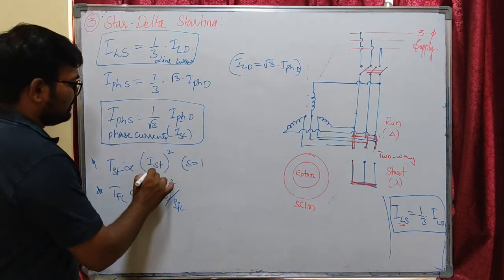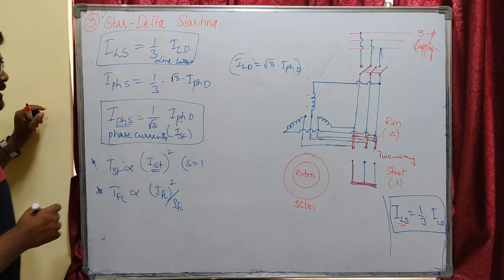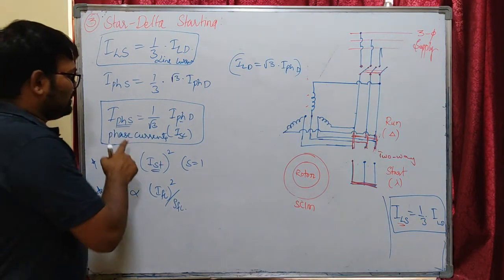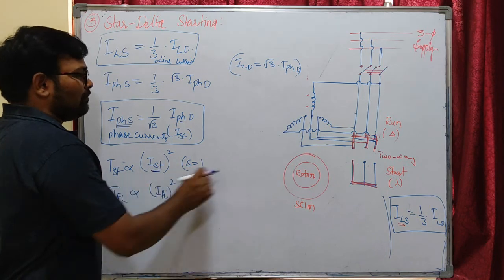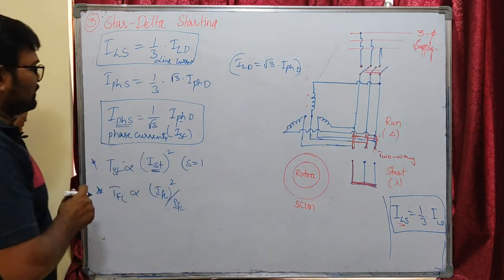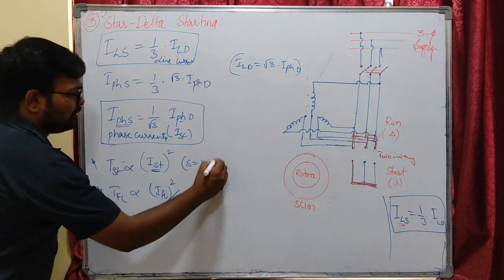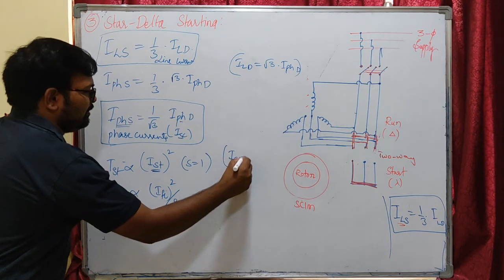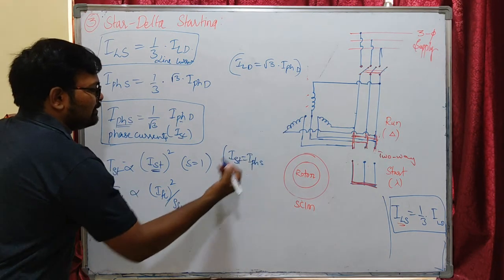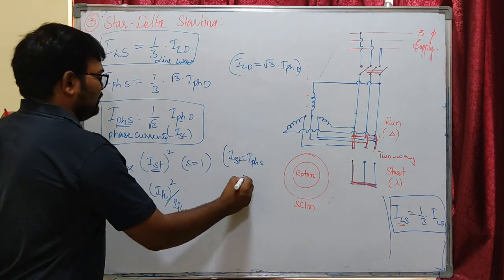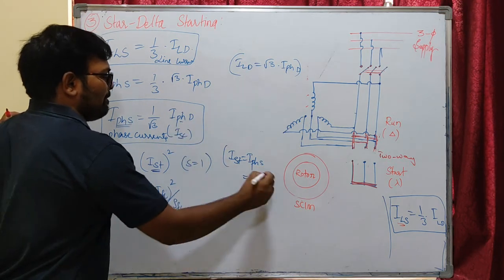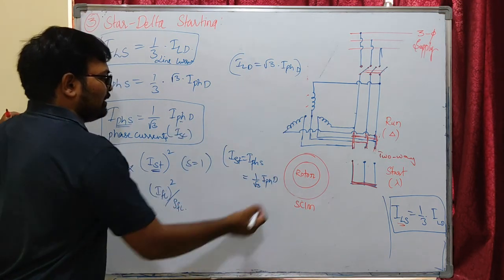The starting phase current here is nothing but my star connection phasor current, because at the time of starting, the type of winding is star connection. So that star connected phasor current, my IST, equals I phasor under starting or star connection, which equals 1 by root 3 times my I phasor under delta connection.